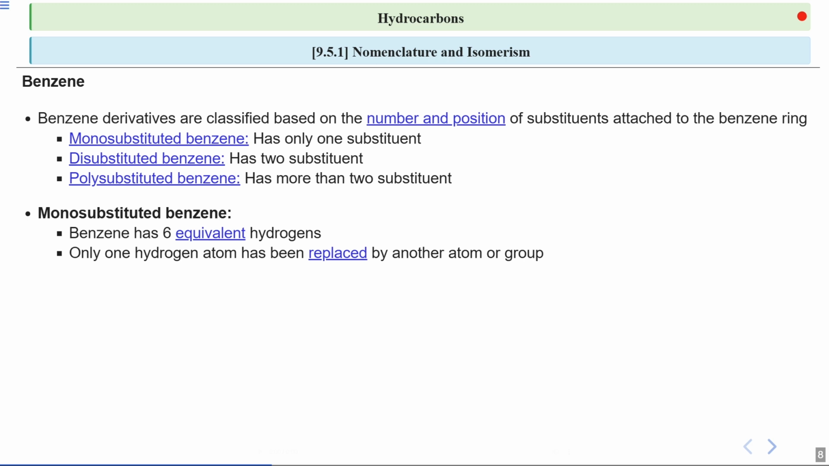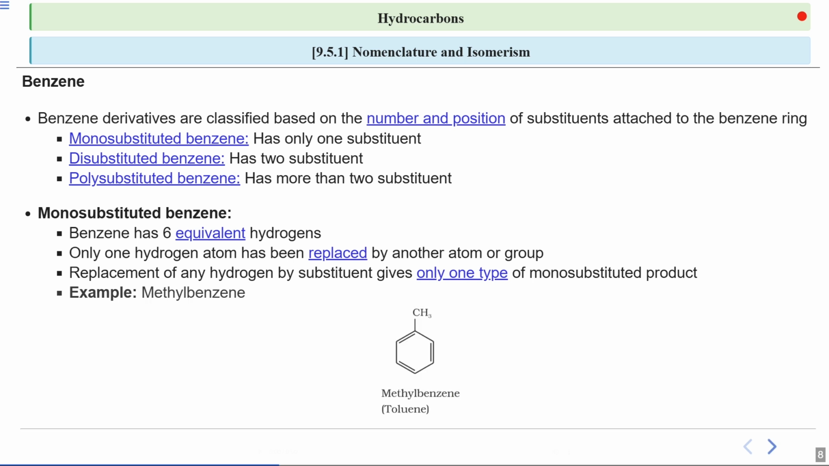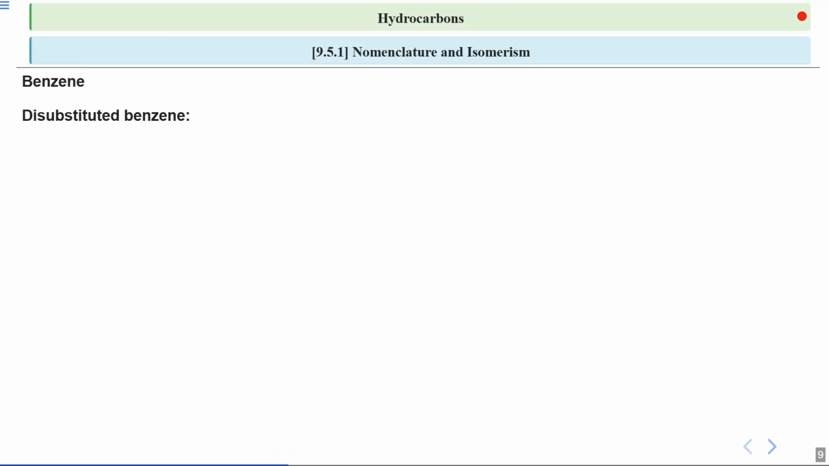When we talk about monosubstitution, we mean that only one hydrogen atom on the benzene ring is replaced by another atom or group. This simple change is the basis for creating a wide variety of benzene derivatives. Replacement of any hydrogen by a substituent gives only one type of monosubstituted product. An example is methylbenzene or toluene. Here we see that we can replace one hydrogen of benzene with a methyl group to form toluene. Next, we will study disubstituted benzene derivatives.